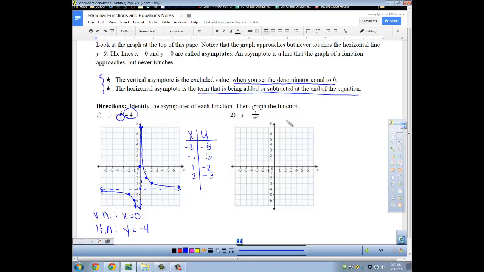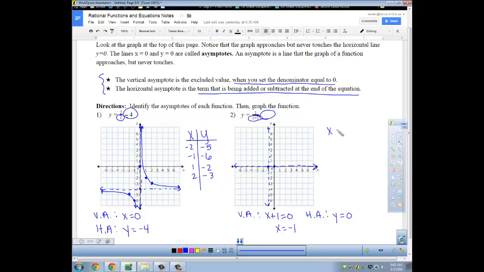Okay, and then the next problem, I'm going to do the vertical asymptote again. So I'll set my denominator equal to 0, so x plus 1 equals 0, and solve to get x equals negative 1. So I have x equals negative 1, that's vertical, so it's going up and down. And then my horizontal asymptote is the number that's being added or subtracted, but there's nothing there. So that's y equals 0. So go to y equals 0, and that's horizontal, so it goes left and right.